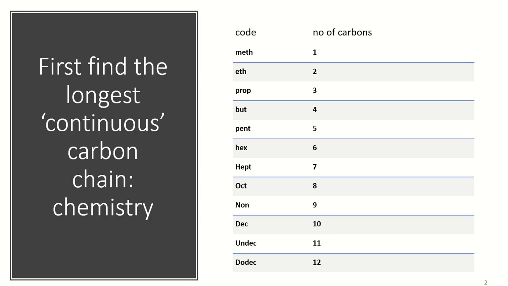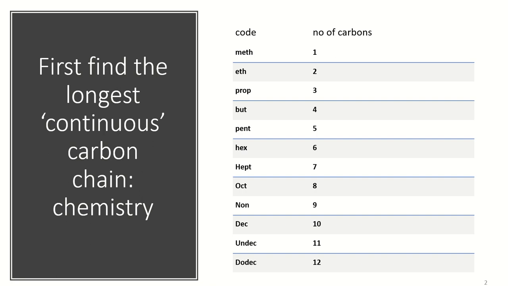So let's look at the very first thing that you should do when you're naming an organic molecule, and that is to find what we call the longest continuous carbon chain. And that term continuous will be a little bit clearer whenever we go through the first few slides.